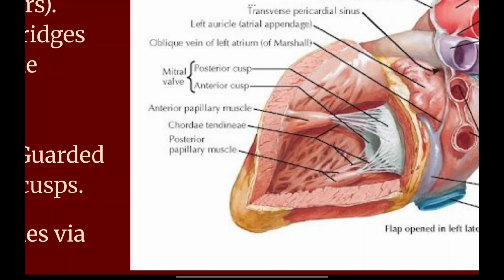So here the muscles are very rough and they have trabeculae carneae.